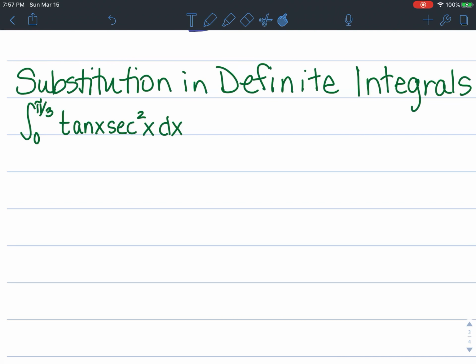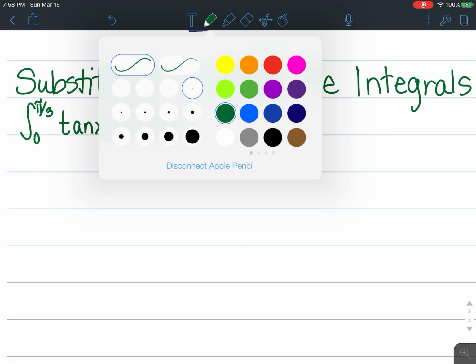Today we're going to talk about substitution in definite integrals. Remember that definite integrals are integrals in which there are the limits of integration here on the integral sign. And so we're actually going to be evaluating this integral with those numbers. So we're really finding the area under the curve, as opposed to just a formula to find the area under the curve.